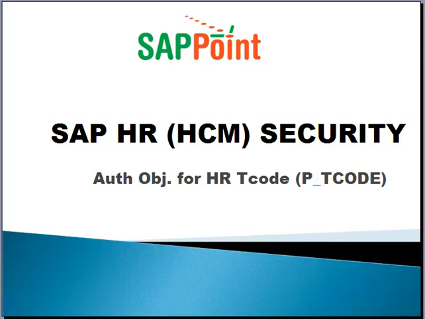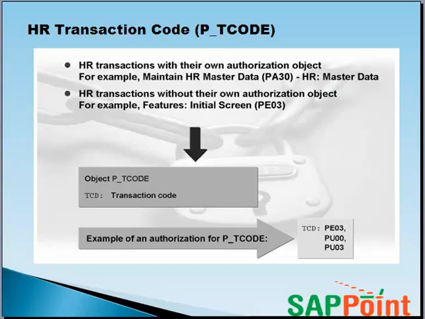In this session, we'll learn about the special authorization object called P_TCODE. Now, P_TCODE, this object enables you to check whether a user is authorized to start the different HR transaction codes. In HR, you have transaction codes that bring in authorization objects when you enter them into the role.